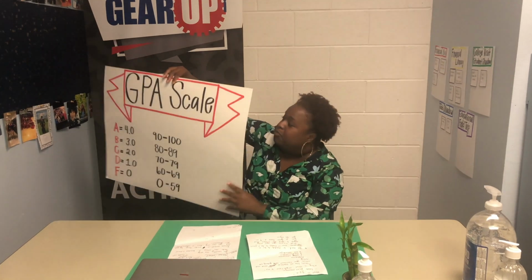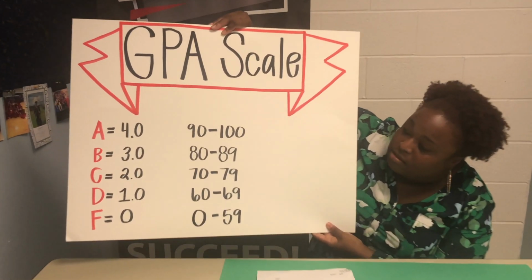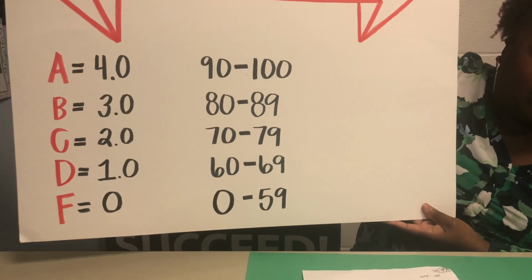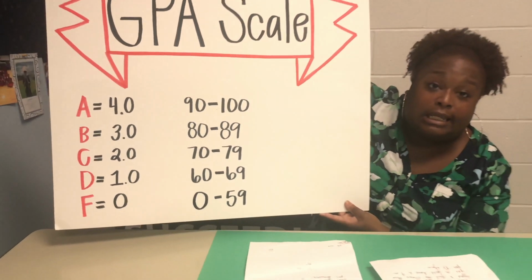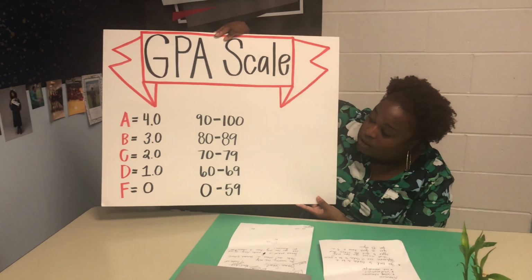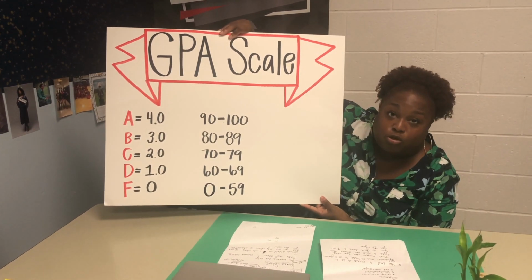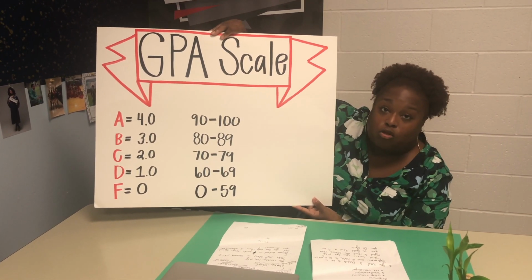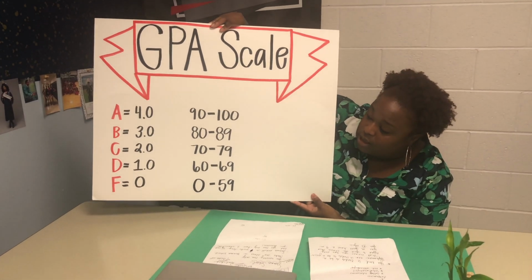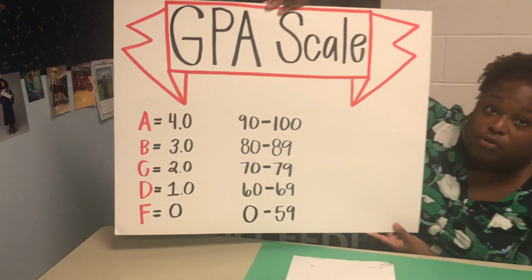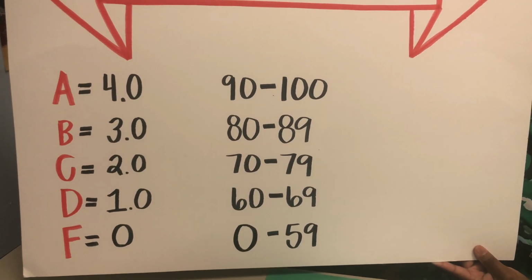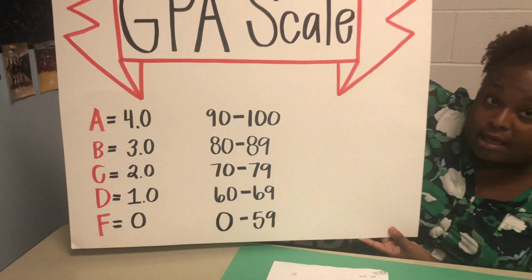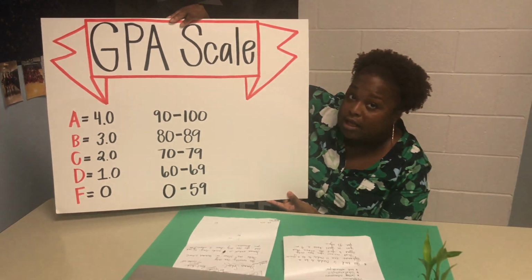So for example, here we have our GPA scale. So for an A on the 4.0 scale, that's 4 grade points. That means you got between a 90 and 100. A B gives you 3 grade points. That's between an 80 and an 89, and so on and so on. You will notice that once you get to a 0 to a 59, there are no grade points associated with that. That's why when you have a failure in a class, you end up lower on the class rank.